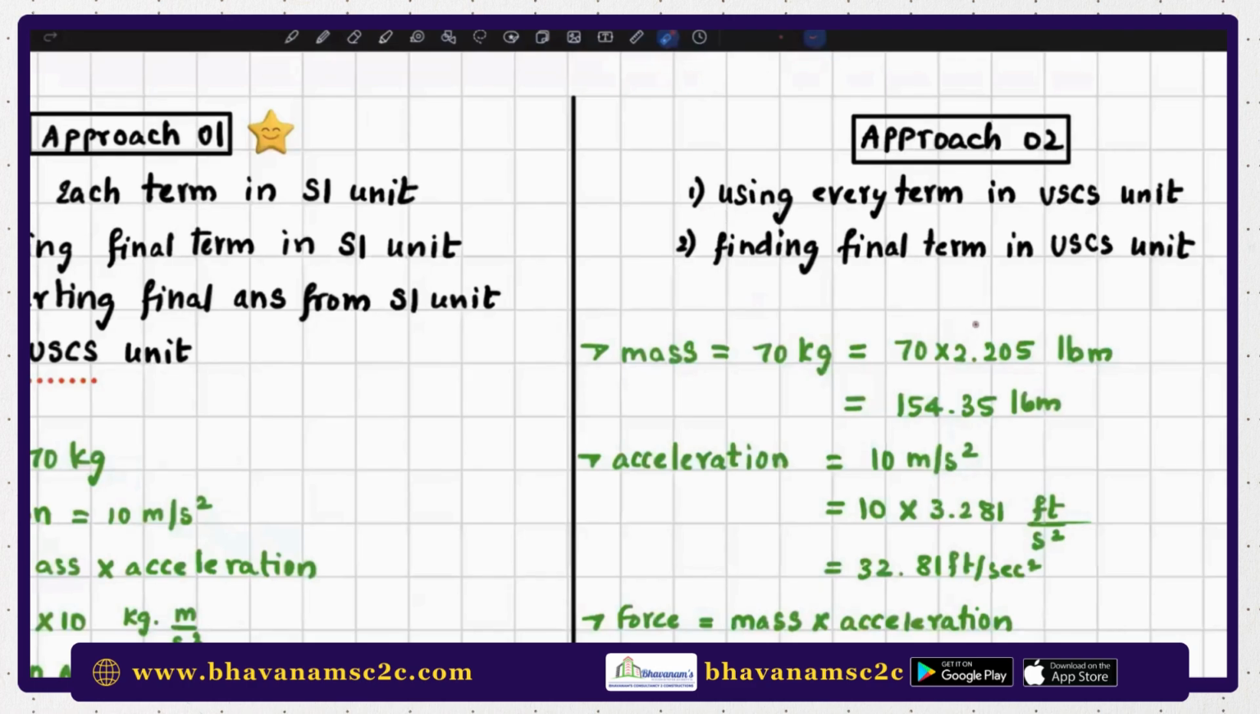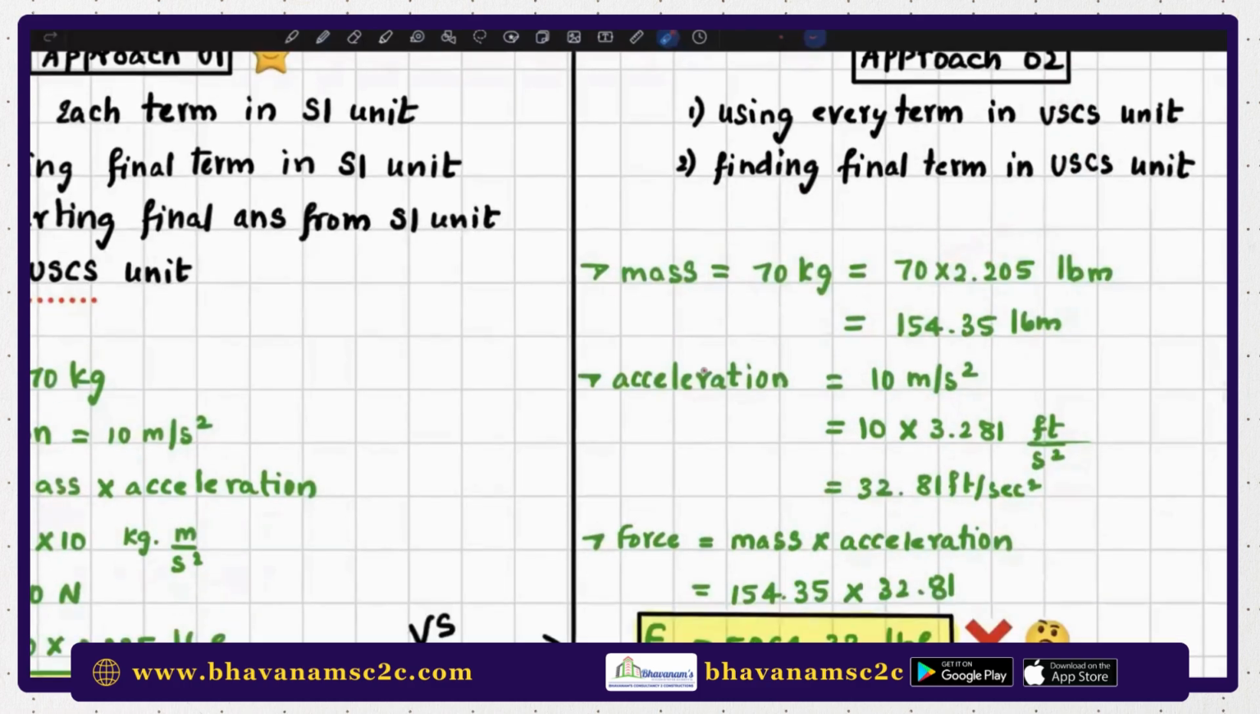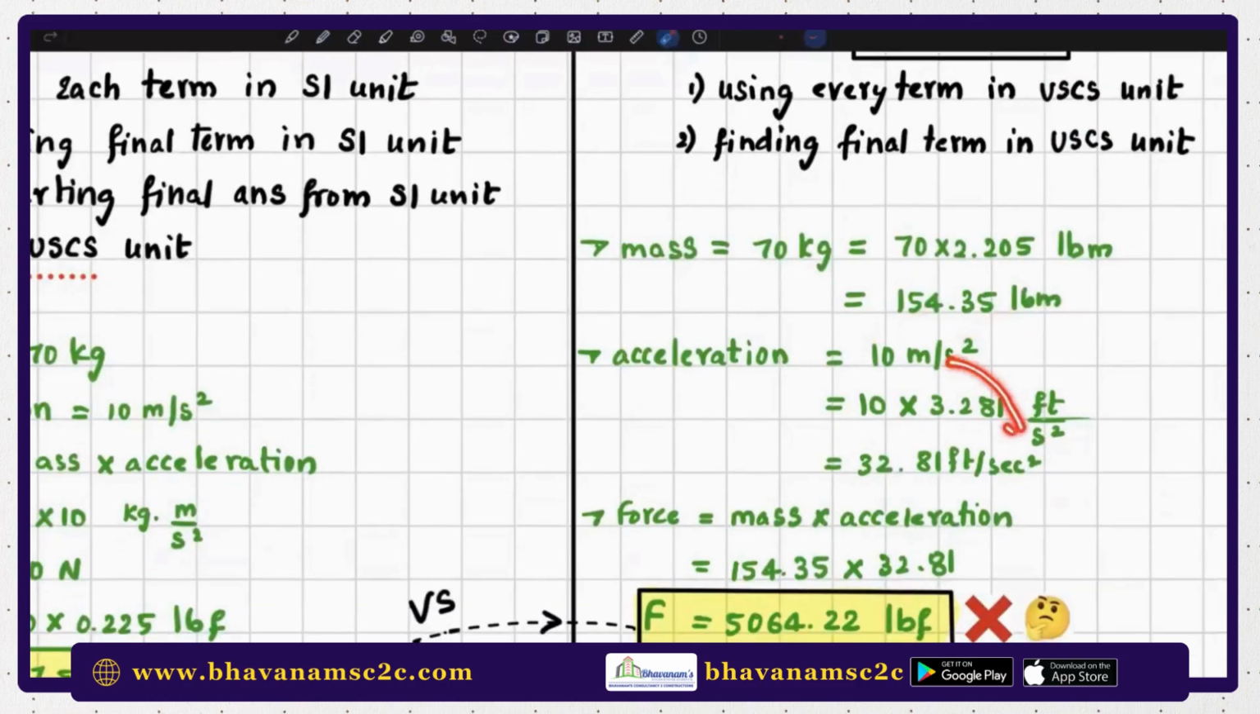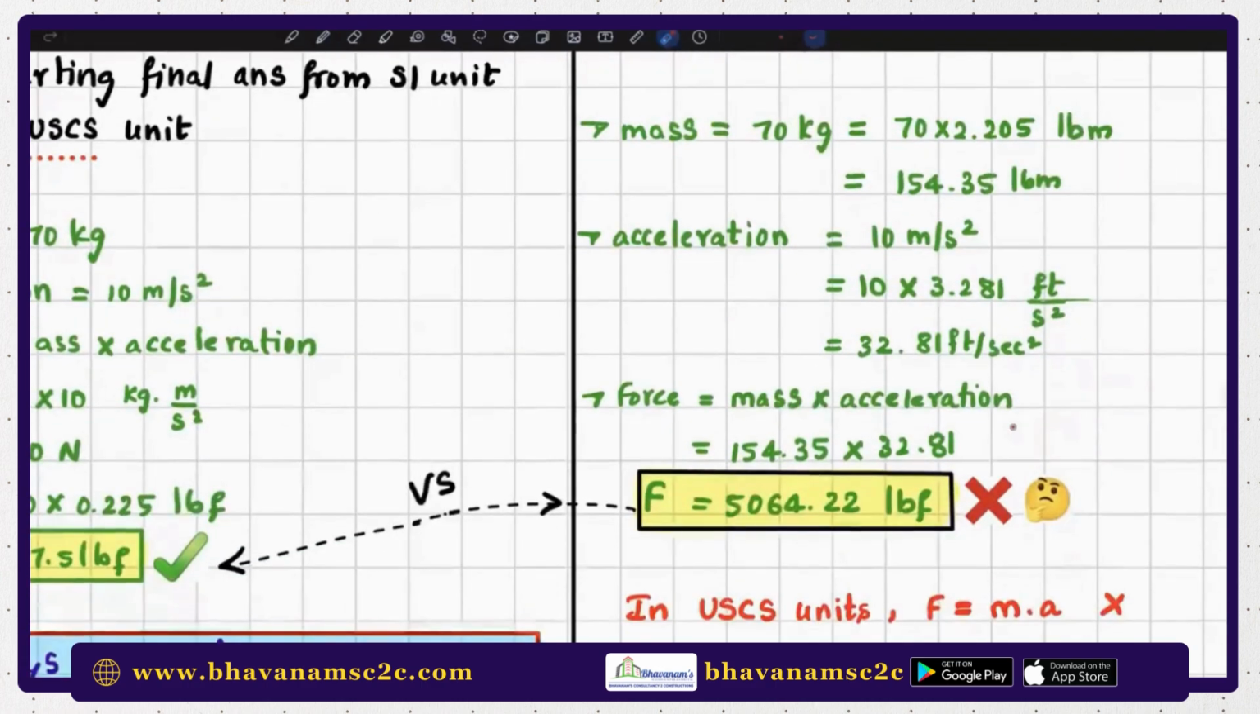For some of you, this might be very simple, but for some of you, it might be a bit confusing. That's why I'm doing it very clearly. So 70 into 2.205, I got the pound mass. So what I'm doing, I am first converting each term, the mass and acceleration, into corresponding US units. Coming to the acceleration, 10 meter per second square. The second is the same for both the units, so I'm not converting anything. I'm converting meter to corresponding feet for the US units. So 10 into 3.281, since 1 meter equals 3.281 feet. So I got this as 32.81 feet per second square.